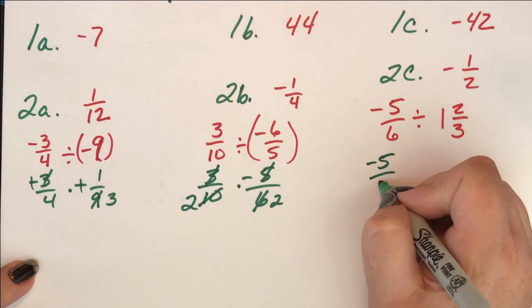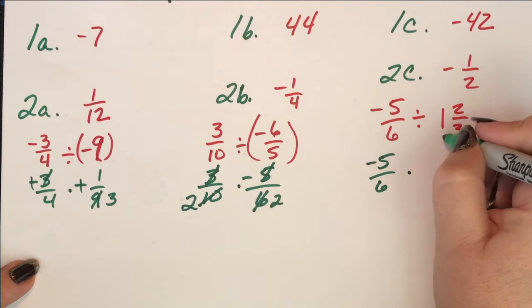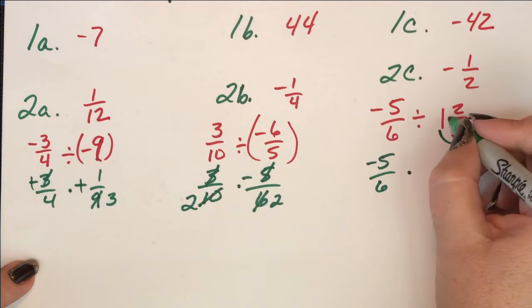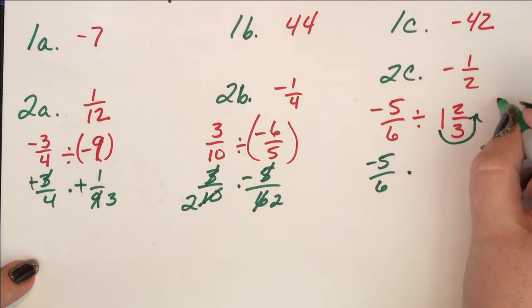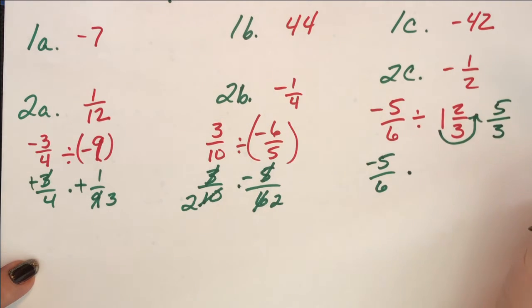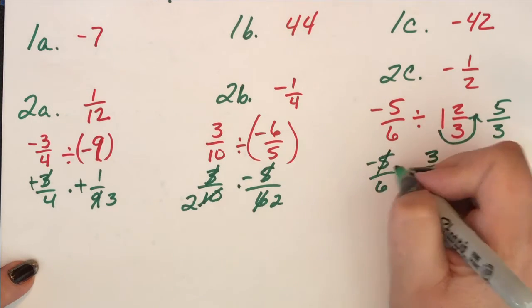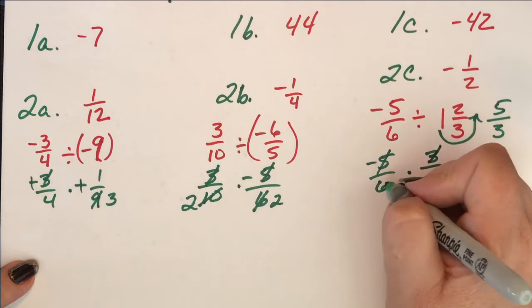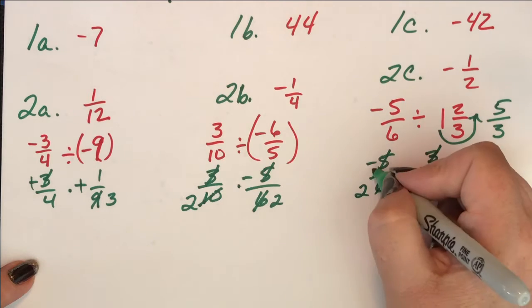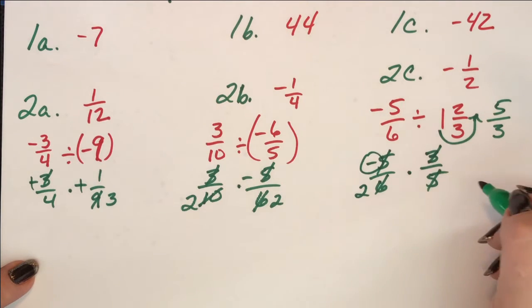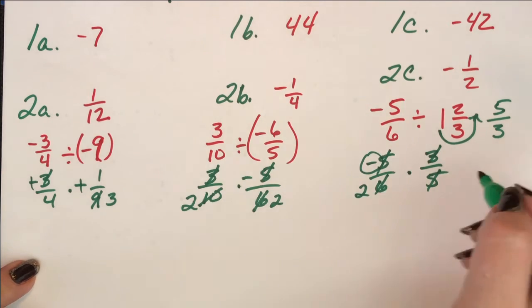Negative 5/6 times, now we've got to do our little circle thing. 1 times 3 is 3, plus 2 is 5/3. So this is really times 3/5. And here I can cross this out, and I can divide these by 3, and I end up with negative 1/2. If you have any questions about how this is done, I'd love to walk you through a few.